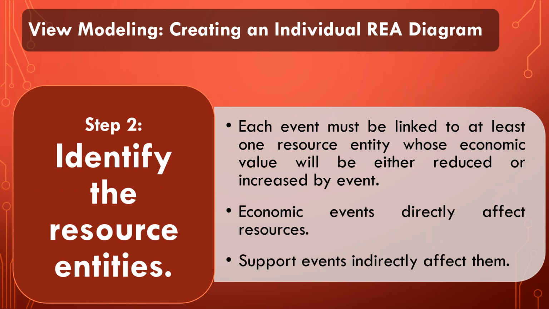Okay, so step two is about identifying the resource entities. Each event must be linked to at least one resource entity whose economic value will be either reduced or increased by the event. Economic events directly affect the resources. Supporting events indirectly affect them. So it's a supporting event, but it's not affecting the resources.